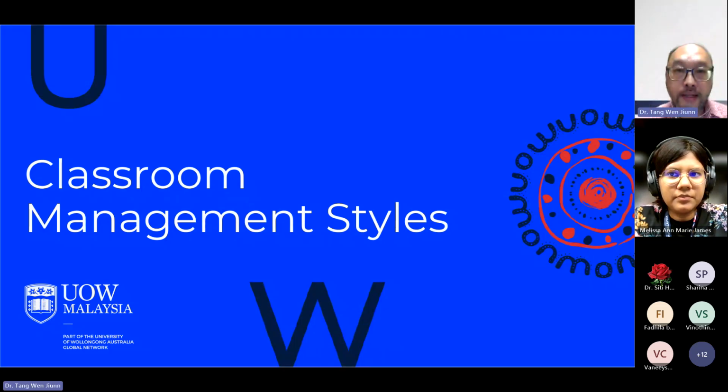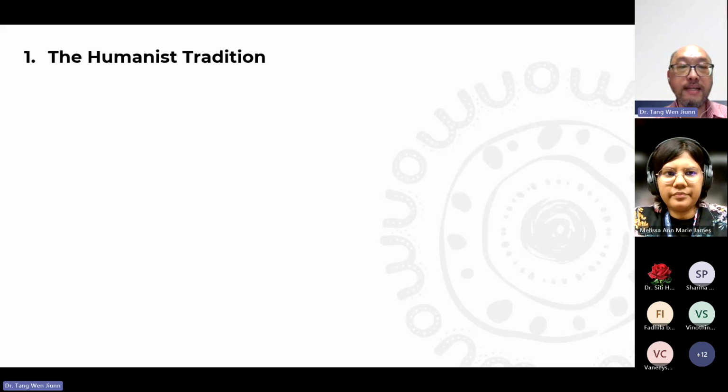Okay, so earlier on, before the break, we looked at the importance of classroom management. We need environments, and how we should portray ourselves. And next, now we look at classroom management styles. This is basically how we approach the class. So over here, I'll show three styles. We start off with the humanist tradition.